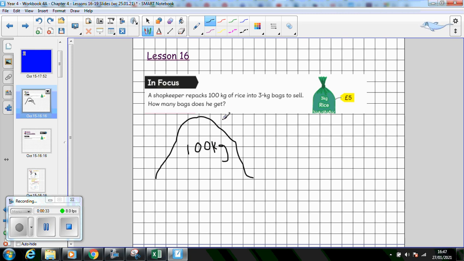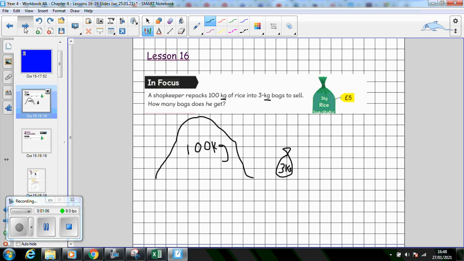As we're measuring both amounts in kilograms, we don't have to do any conversions. So we've got this big pile of 100 kilograms and we're going to fill lots of sacks until they weigh 3 kilograms. We want to know how many we can fill. You can pause the video now and journal some ideas.